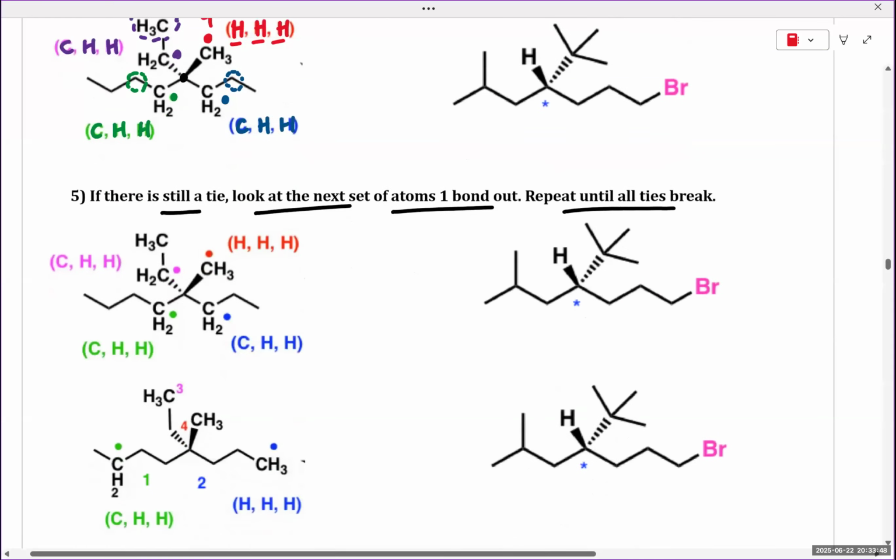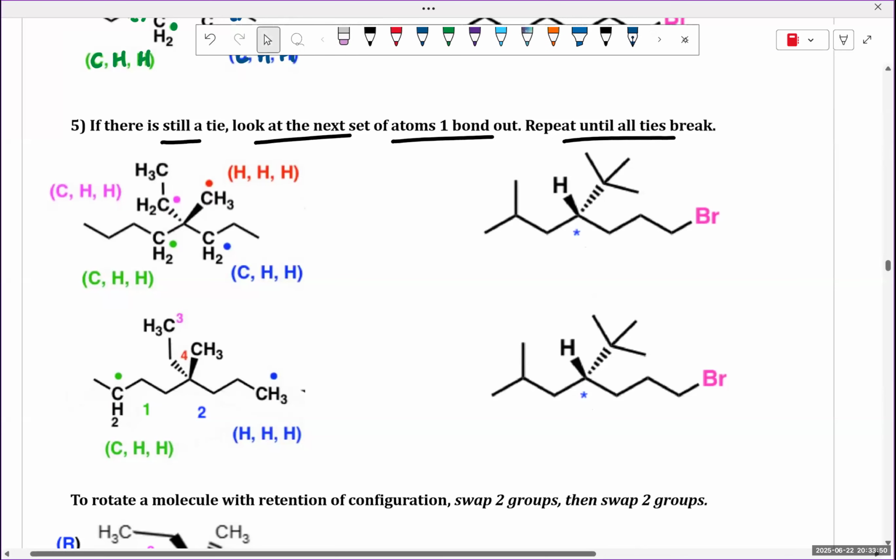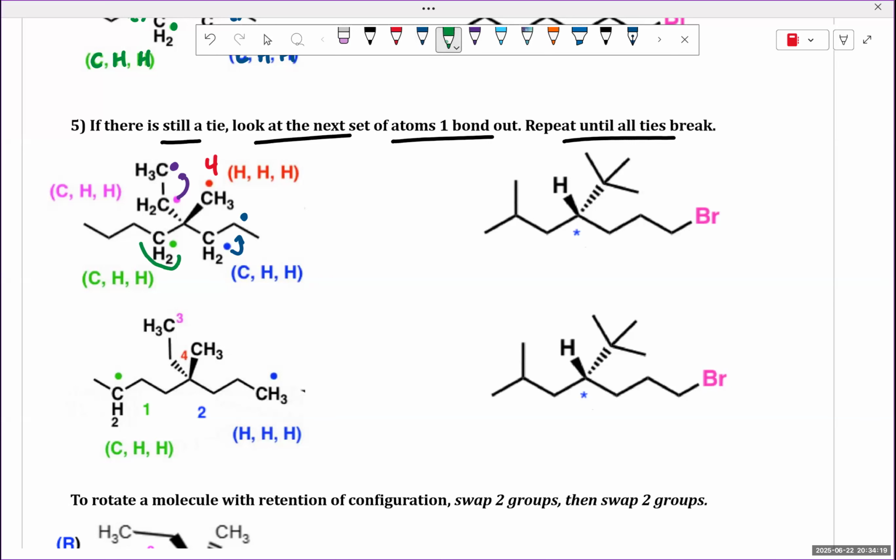So we've already established this methyl group as our lowest priority group. Now, what we are going to do is take a look at the next carbon out. So we're going to move our dot 1 carbon down and see what we see. We move our dot 1 carbon over and we're going to make the same list.